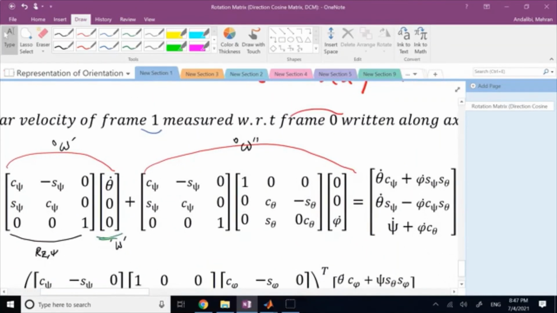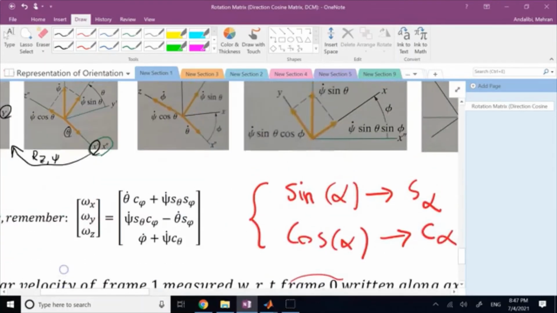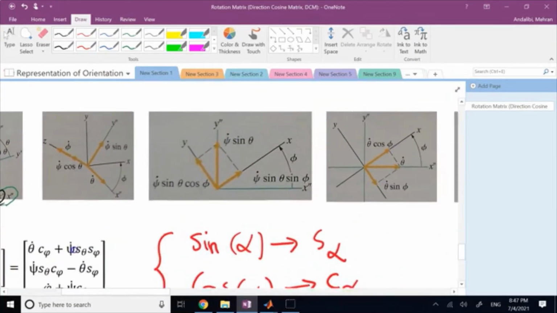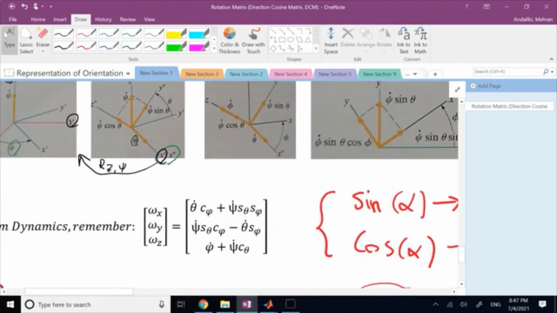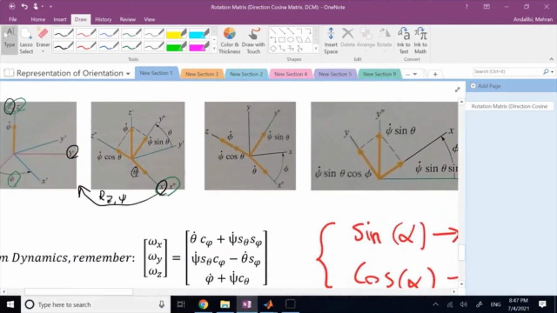Finally, I have a rotation of phi dot about the z-axis, but the intermediate, final z. If you look here, where is that? Phi dot here is about the final z, which is basically frame 1. So there is a prime and a double prime. This phi dot is about the last frame, about frame 1.